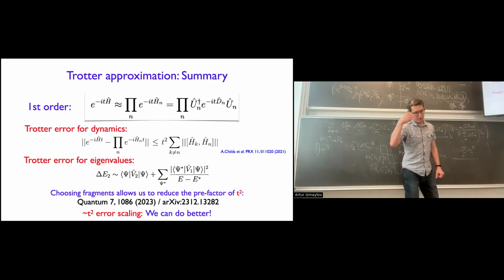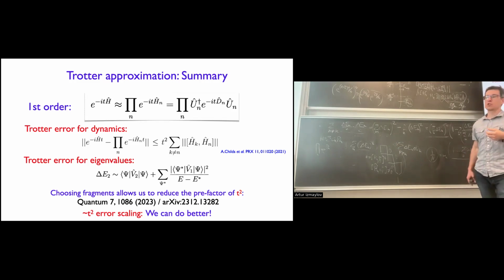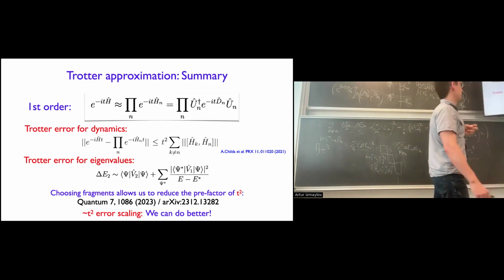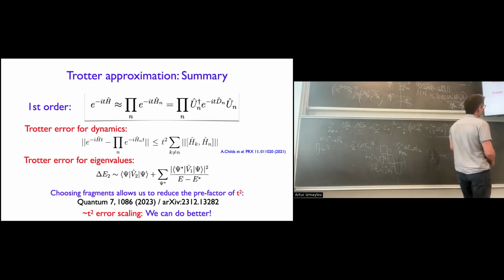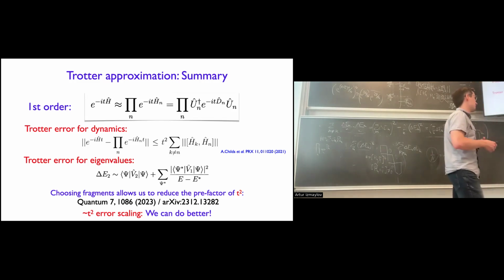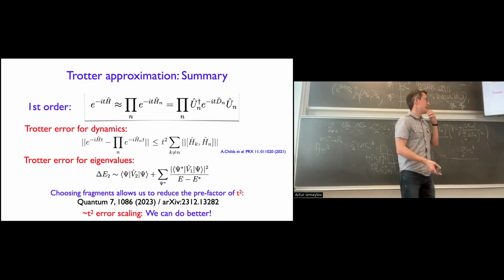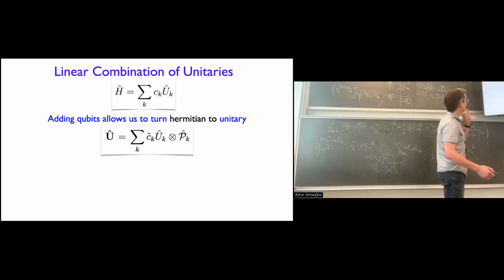This is the situation with Trotter. Of course, you could try to reduce the time square error scaling by going to higher order Trotter, but then it's still going to be higher than linear. And there are ways to go beyond Trotter. This is the new topic that I will be discussing tomorrow. It's called linear combination of unitaries. I guess I could show you a preview.